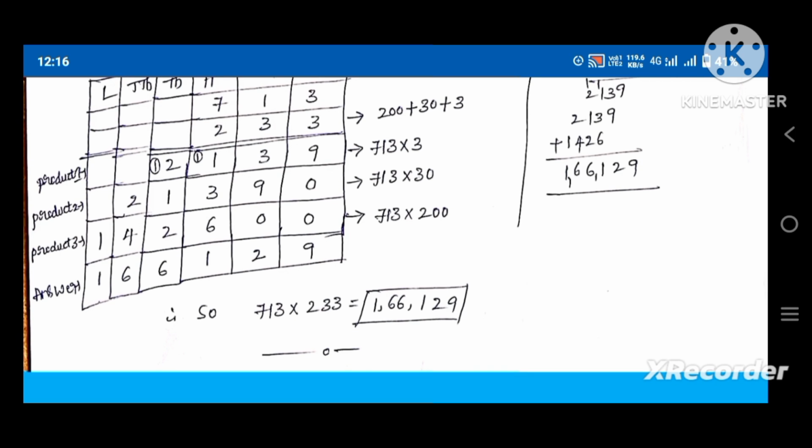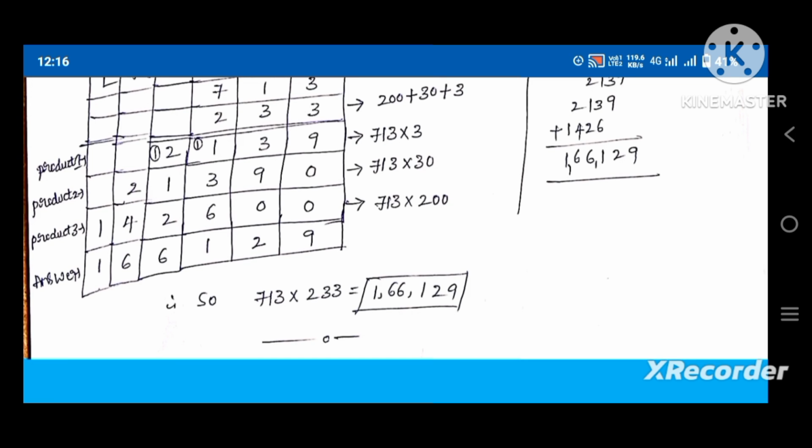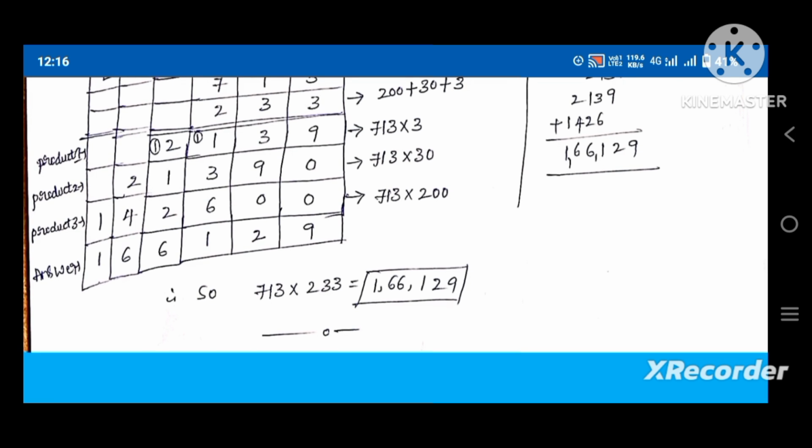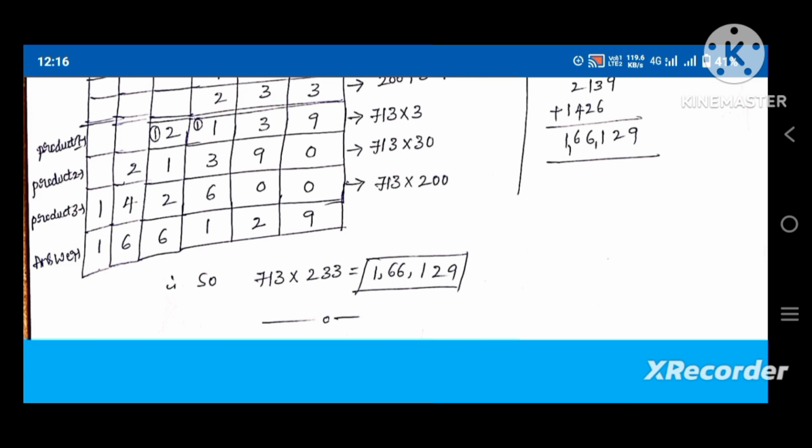Product 3 is 713 into 200 is 1,42,600. Add the 3 products and get the answer 1,66,129.